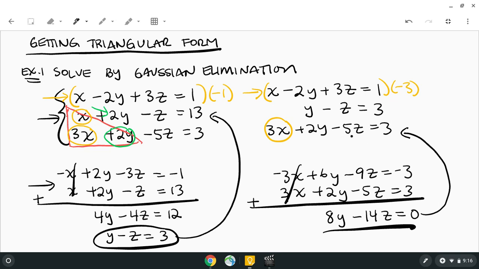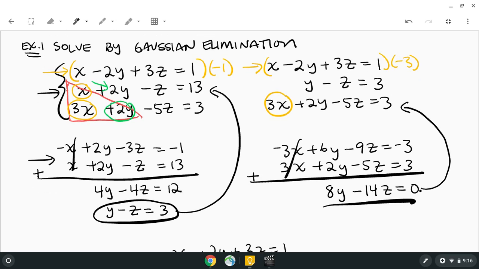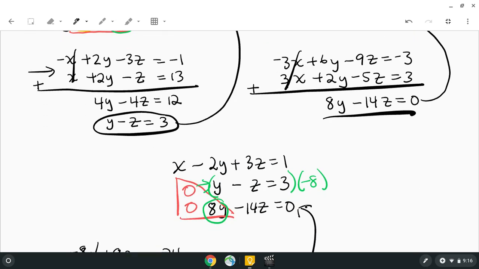Okay? So I'm going to keep this one. I'm going to keep this one. And for my third row, my third equation, I'm going to use this one. And that's how I get this. I almost have my triangle. I still need to get rid of this one that's circled in green. If I want to get rid of this one, I have to use this directly above it. And if I want to eliminate this, this needs to be a -8y. So I need to multiply this by -8.